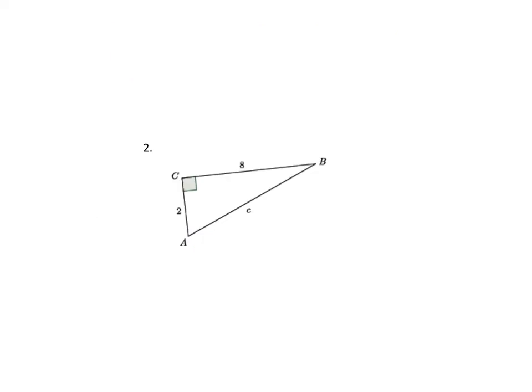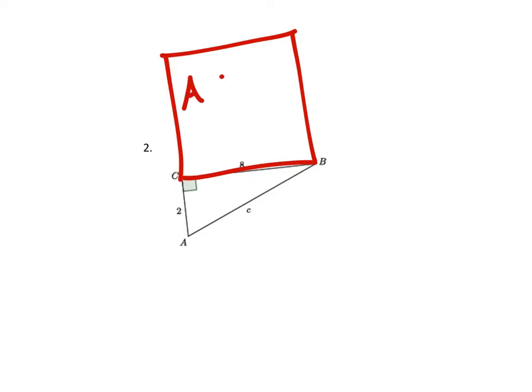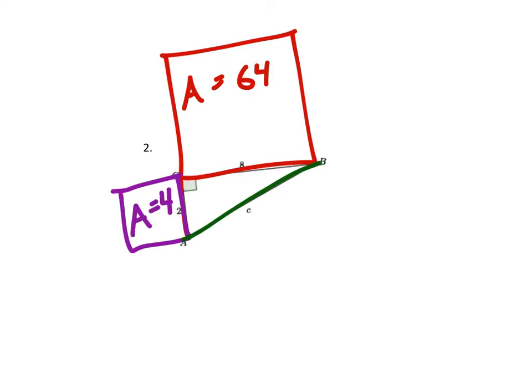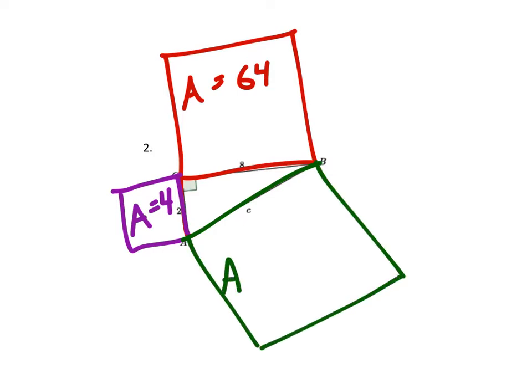Alright, to solve this one, I'm going to make a square here, because this is a leg. And if I can find the area of that square, it can help me find the length of the hypotenuse. So that's 8 times 8, which is 64. Then I've got this other leg right here in purple, and the area of that square is 4. So the area of this hypotenuse square would be the 4 plus the 64, which does equal 68.